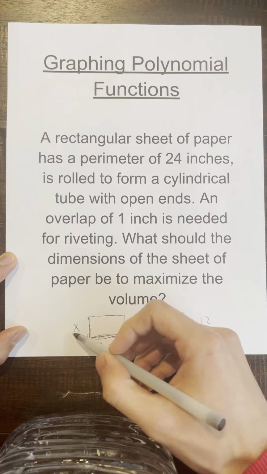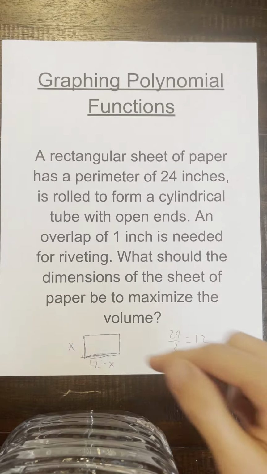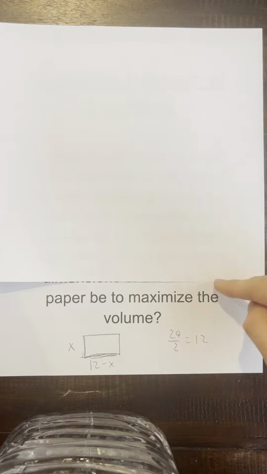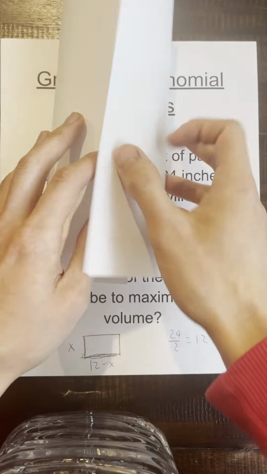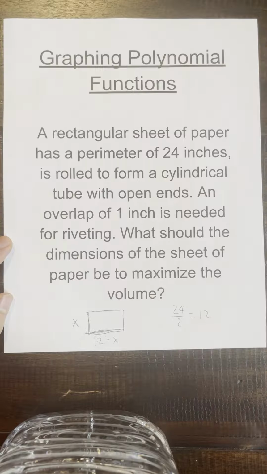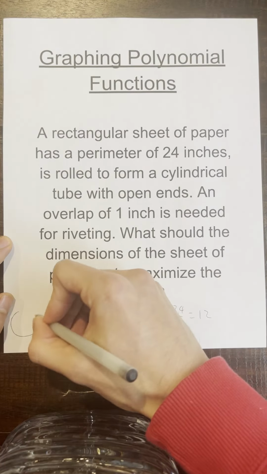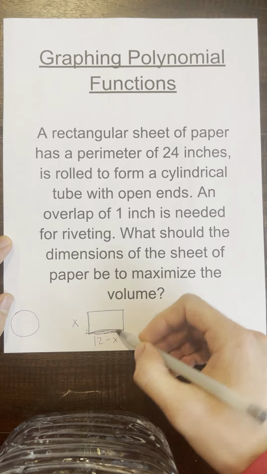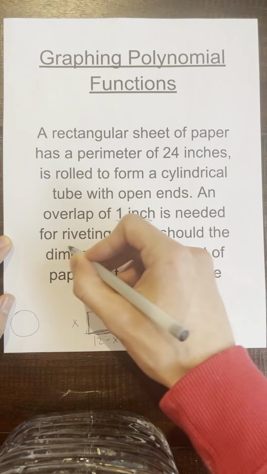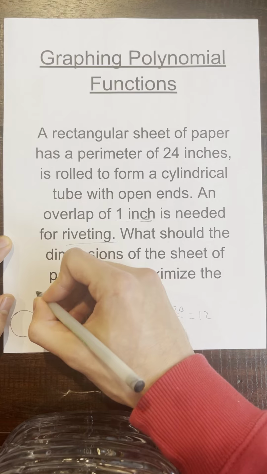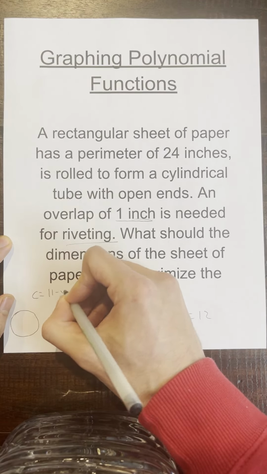It has to be 12 minus x, so this plus this is 12. And if we're going to roll along this side, then this side's going to turn into a circle. So like this. What would the circumference of the circle be? Well, the side remains unchanged, but we need to leave 1 inch for riveting. So we actually just have to subtract 1 from this to get a circumference of 11 minus x.